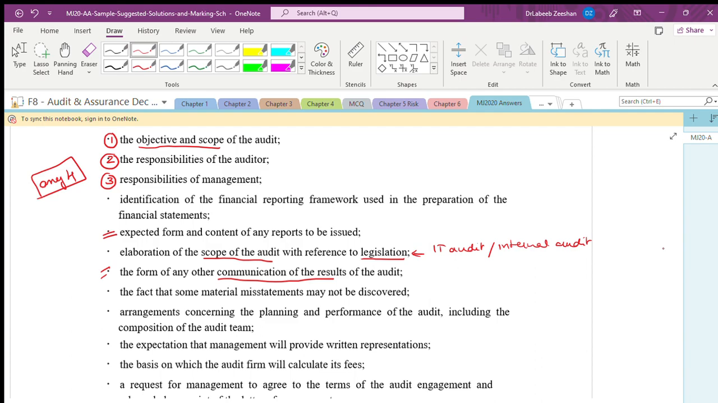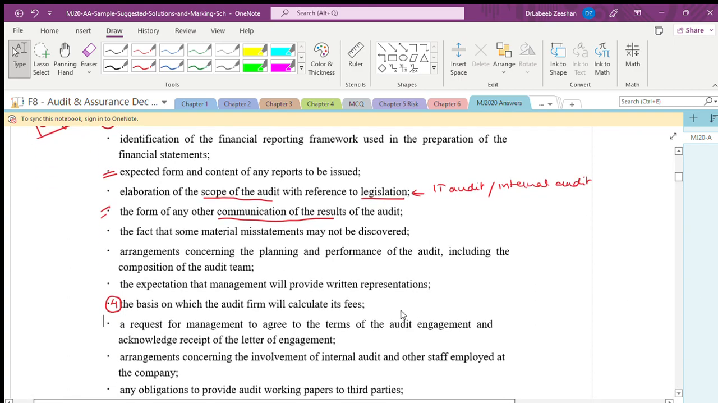Now, another important thing, the basis on which the fee will be calculated. Fees, and only we should not write fees, is it right? This is the most important thing. You have to mention the basis. This is the key word. The purpose of revision is you should make it as what the basis for which the audit firm will calculate the fees as such. A request for management to agree to the terms of audit engagement and acknowledge the receipt of the engagement.